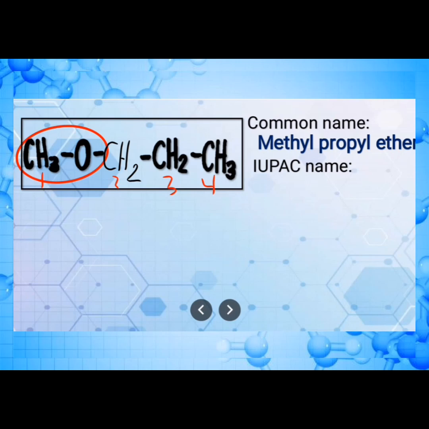My corrections again, the counting starts from the bond of oxygen. So 1, 2, 3. And in the left side, there is only one carbon. That is why it is methyl propyl ether. Since there are 3, that refers to propane, and that is the propyl ether. And for the IUPAC name, we have methoxypropane.